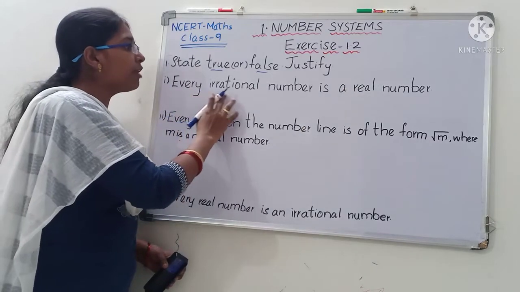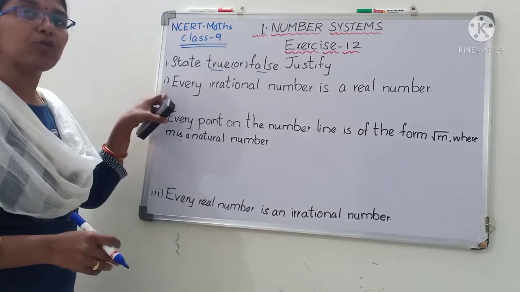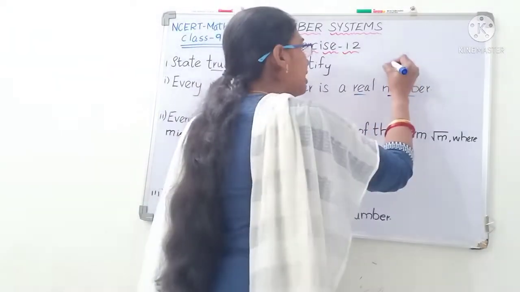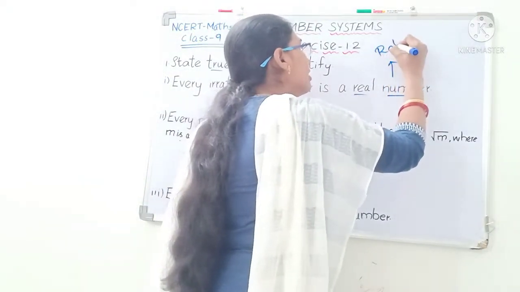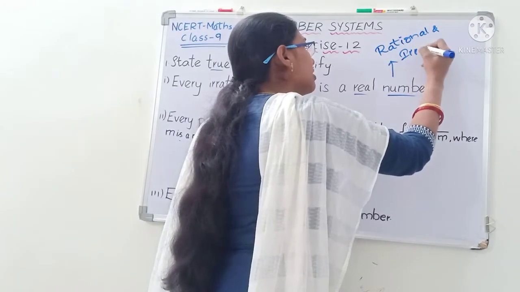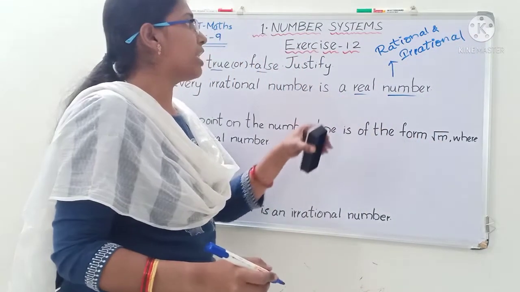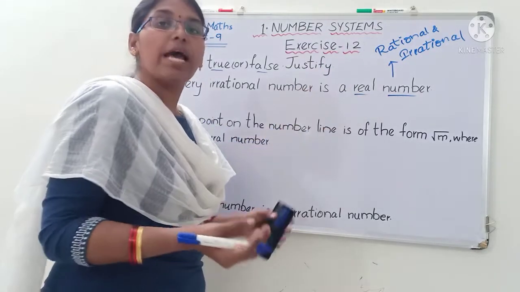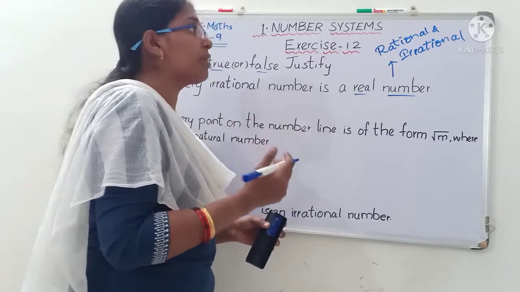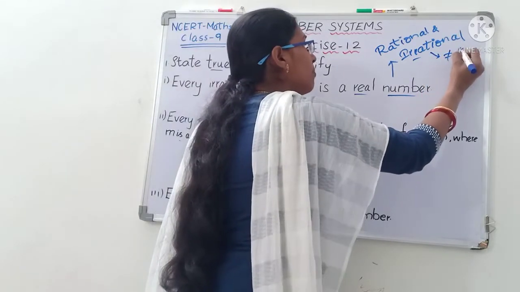What are they asking? Every irrational number is a real number. Is this true or false children? What do you know about real numbers children? Real numbers are nothing but rational and irrational numbers. All rational and irrational numbers together are called real numbers. Rational numbers also include natural numbers, whole numbers, integers and numbers in the form of fractions, that is numbers in the form of p by q.